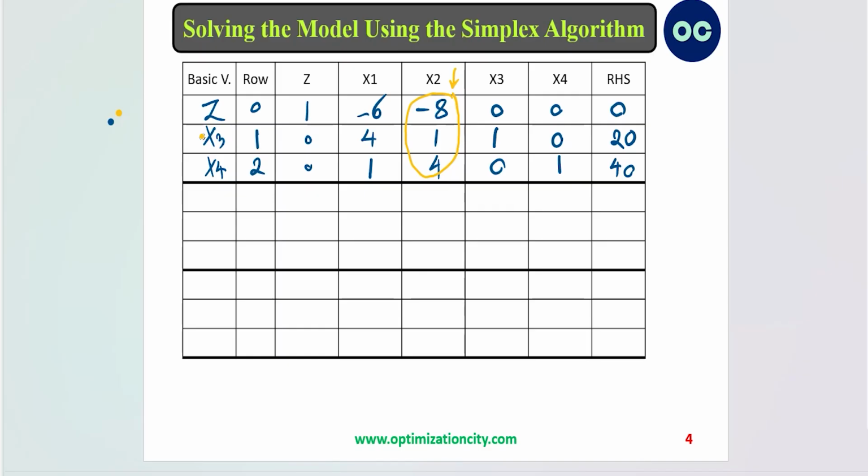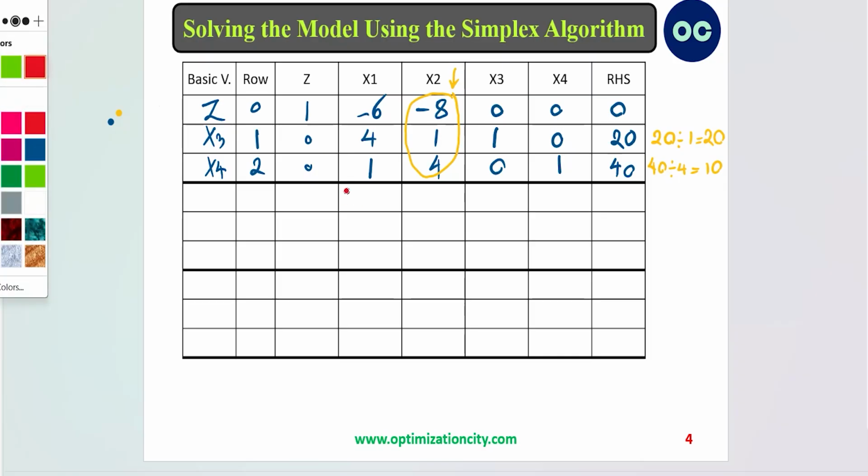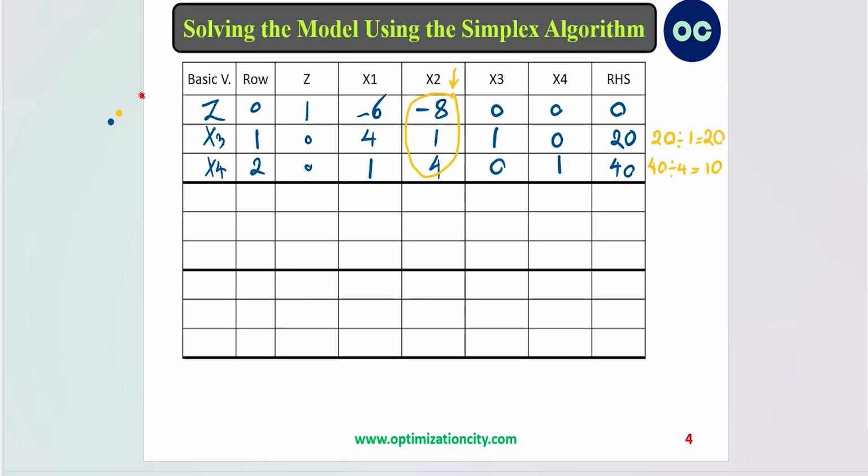For row number 1, 20 divided by 1 is 20. And for row number 2, 40 divided by 4 is equal to 10. The other column is ruled out. The row with the smallest ratio determines the leaving variable, which is in this case x4.